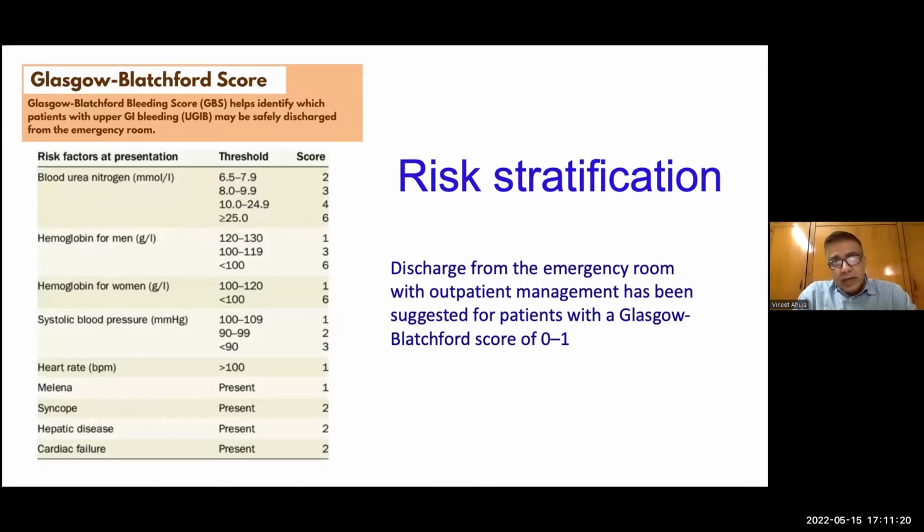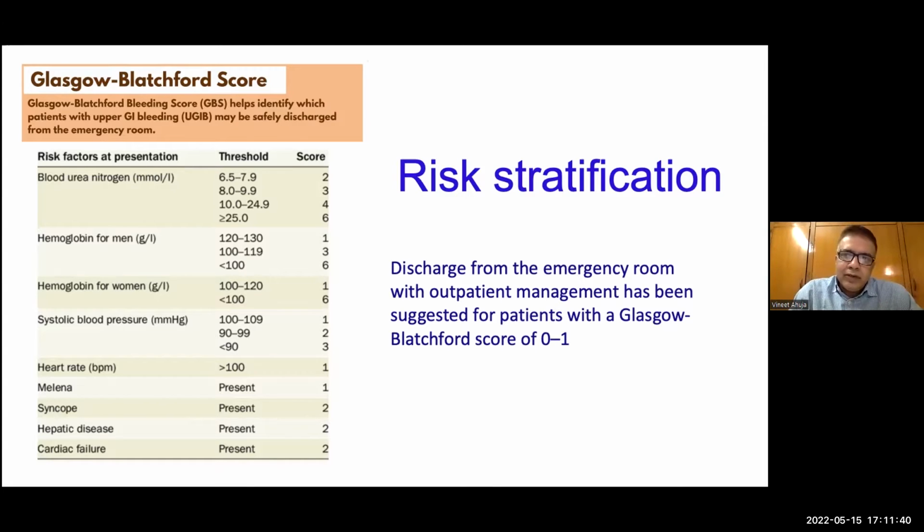Then we would like to stratify. The patient is an emergency. You have taken the blood pressure. You have looked at the pulse rate. You have also examined the patient in terms of whether the patient has jaundice, splenomegaly, ascites, and all that. Now the question is whether you should admit the patient or not. That is triaging the patient, or risk stratifying the patient.